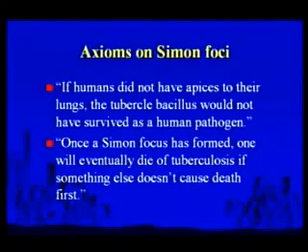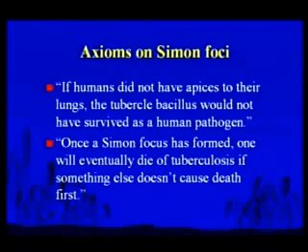Now, I learned these two things from one of my mentors, a great chest physician, when I was in residency, on the importance of that Simon focus at the top of the lung. If humans didn't have apices of their lungs, which of course is impossible, right? We couldn't not have a top, right? If we didn't have apices of the lungs, the tubercle bacillus would not have survived as a human pathogen. The second was that once the Simon focus is formed, you're going to die of TB if something else doesn't get you first.